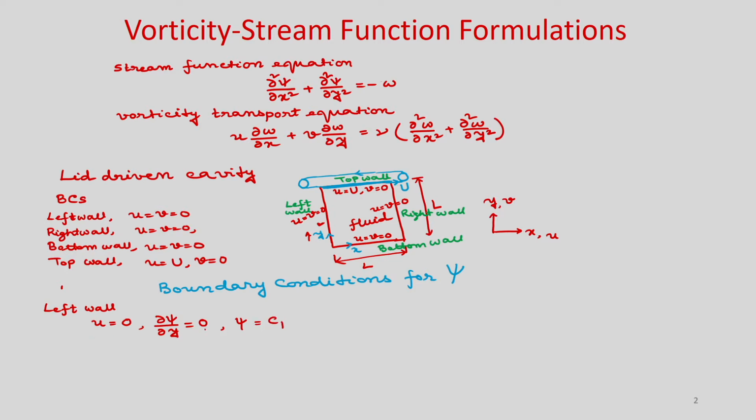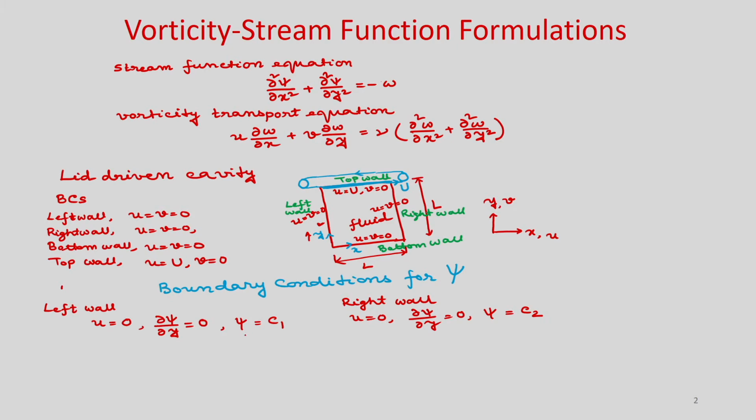Okay. So, from this ∂ψ/∂y is equal to 0, if you integrate it, then you will get ψ is equal to C1, C1 is some constant. Similarly, for the right wall, what is the normal velocity u? u is equal to 0. Similarly, ∂ψ/∂y is equal to 0 and you can write ψ is equal to C1 or some another constant, let us say ψ is equal to C2.